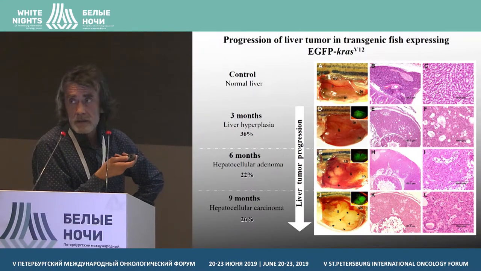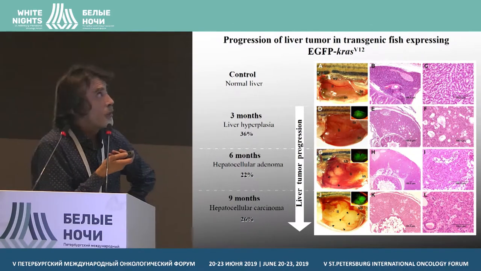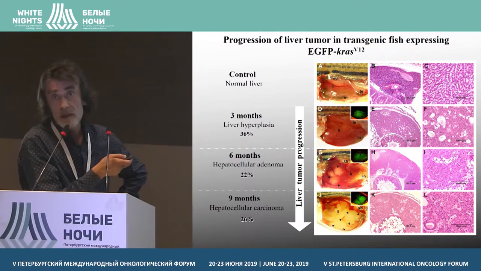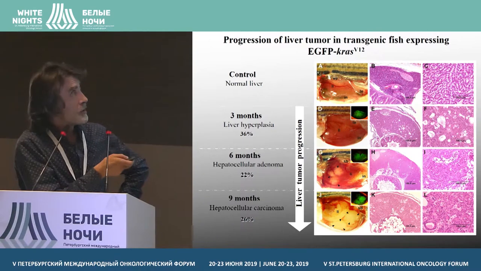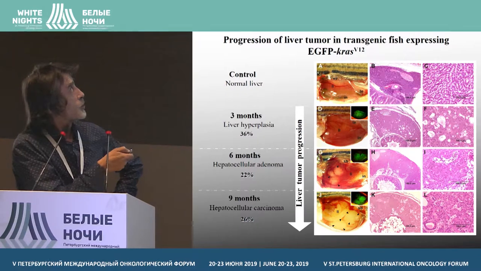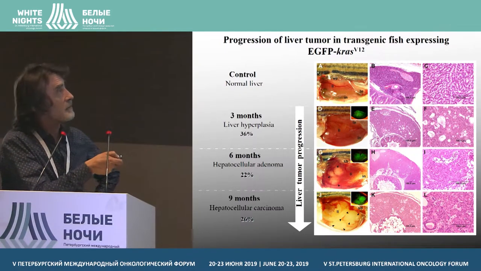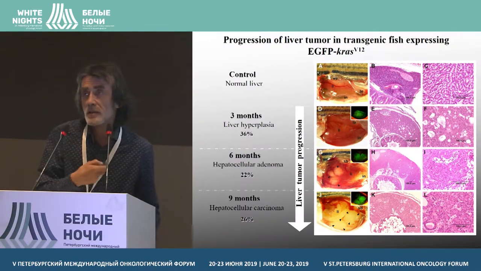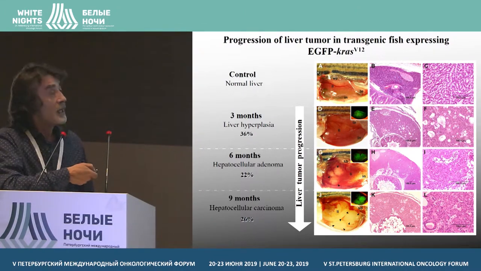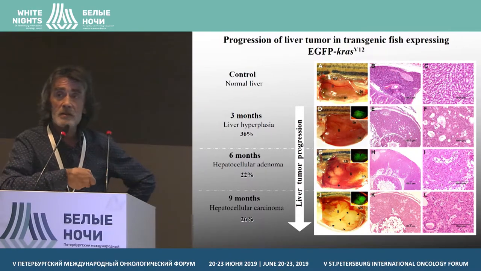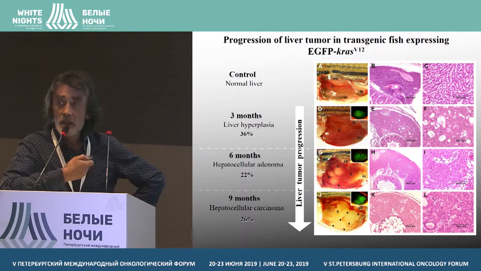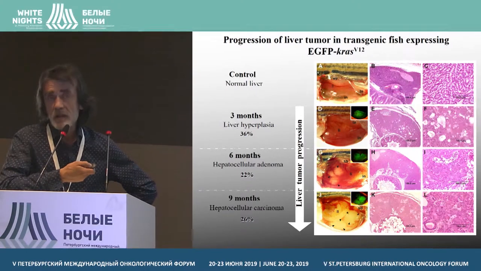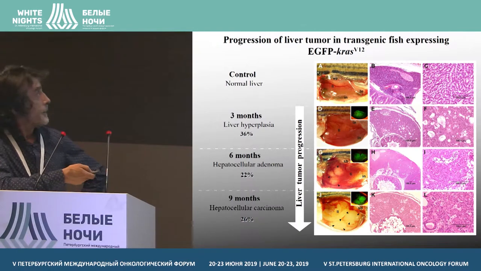we have analyzed the situation, trying to figure out whether those tumors correlate to the characteristics of tumors in humans, and whether they demonstrate the same development as human tumors. And it turns out that they repeat the properties of human tumors at early stages. After oncogene induction, there is hyperplasia, then hepatocellular adenoma, and at the end of the day, hepatocellular carcinoma, which is the terminal stage of liver tumor. But unfortunately, only 26% of the fish which express this oncogene displayed full development of the tumor. All the other fish just displayed changes of hyperplasia.